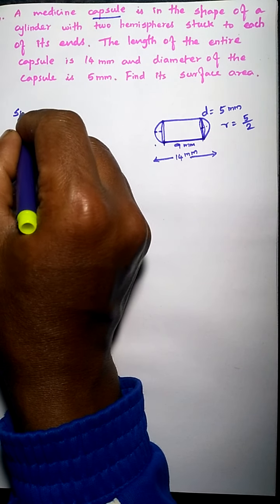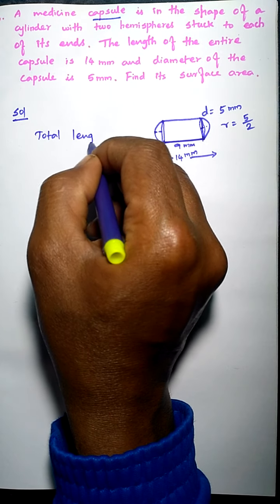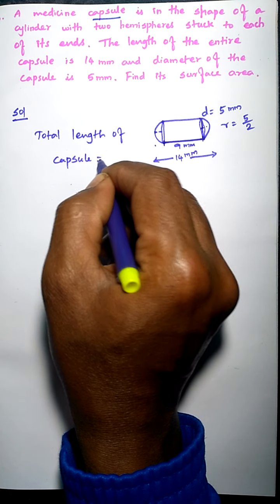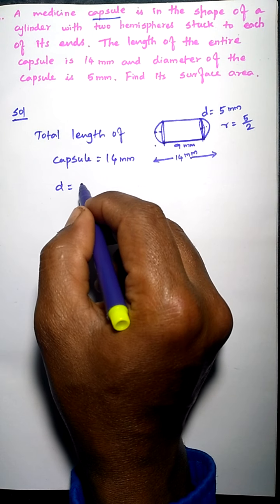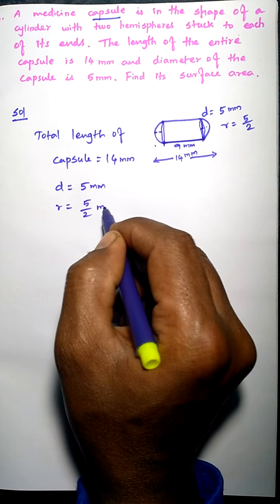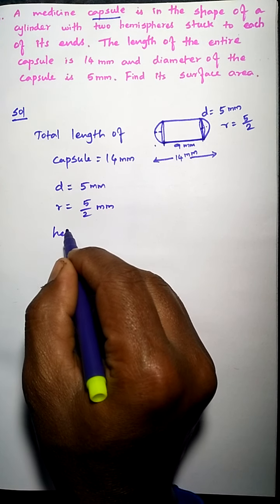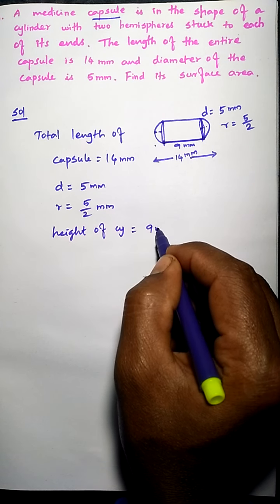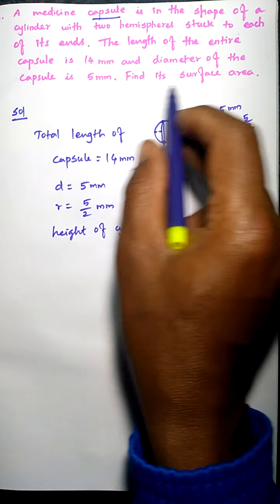Let's go to the given data here. Total length of capsule is given as 14 millimeter and diameter is given, d is equal to 5 millimeter. Then radius will be 5 by 2 millimeter. Then the height of the cylinder will be 9 millimeter. Why 9 millimeter? I explained here. Then we have to find the surface area.